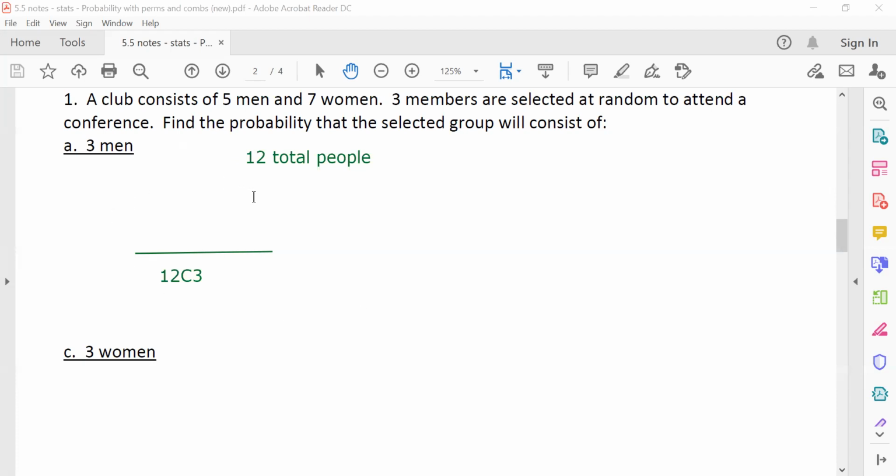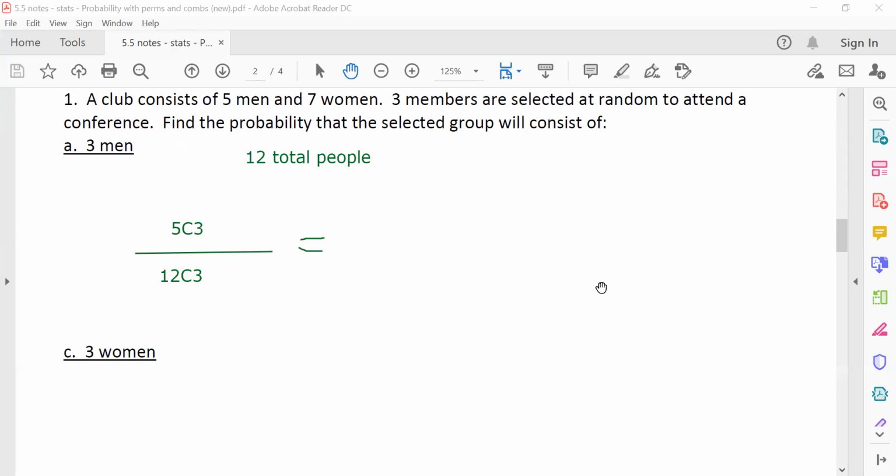The top number is going to be the number of ways of getting what we want. And when I say what we want, I don't mean what I personally care about. I don't care who makes it in this club. I just mean what we want in terms of calculating its probability. So the top number is going to be from a pool of 5 men. We want to choose 3 of them, any 3. It doesn't matter what 3 they are, they will count here. So we want to do 5C3 divided by 12C3.